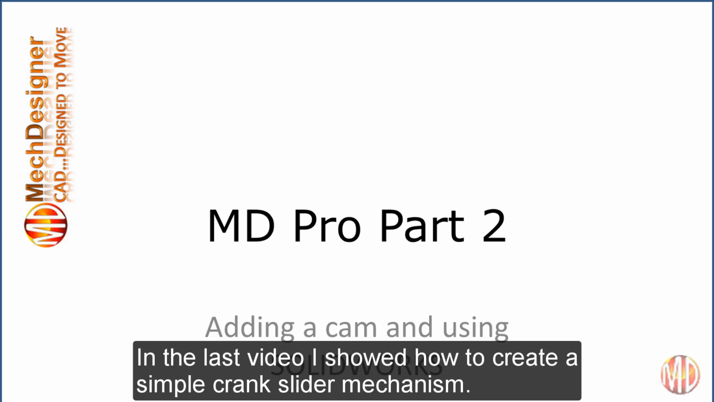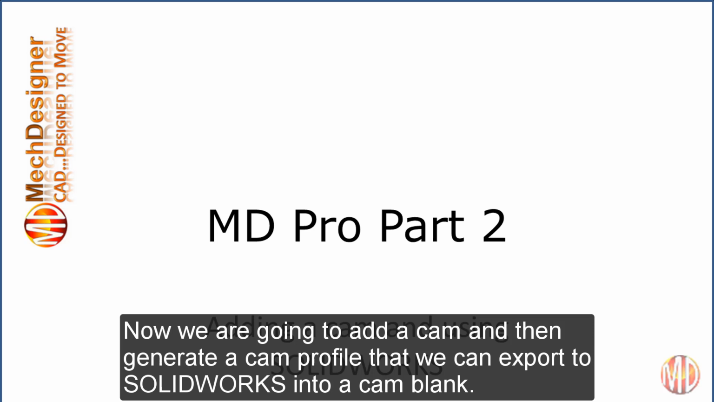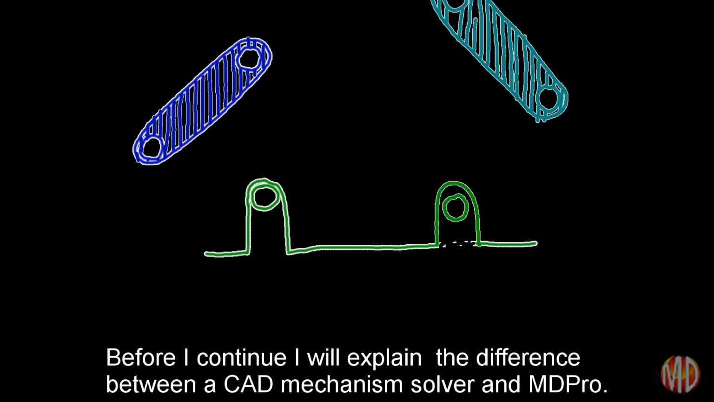In the last video I showed how to create a simple crank slider mechanism. Now we are going to add a cam and then generate a cam profile that we can export to SolidWorks into a cam blank. Before I continue, I will explain the difference between a CAD mechanism solver and MD Pro.